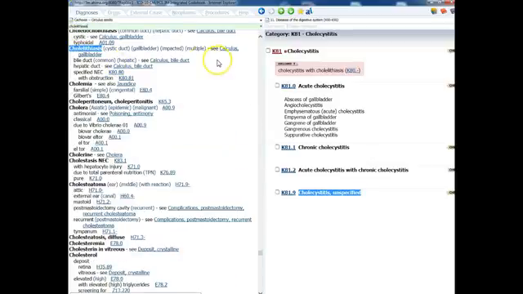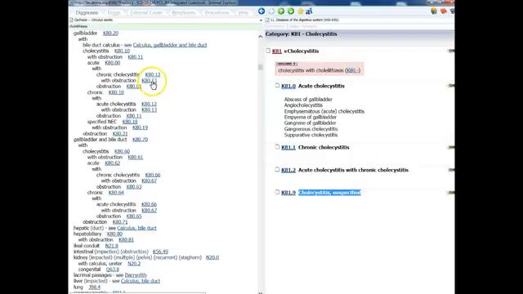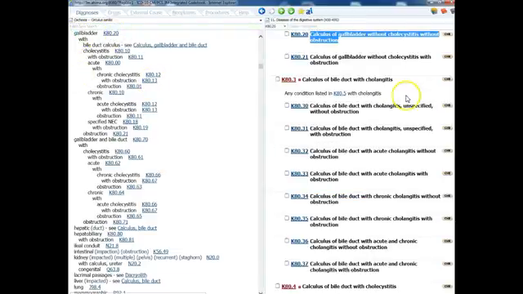So if we go to cholelithiasis, it tells us to see calculus of the gallbladder. And that code is K80.20. Calculus of the gallbladder without cholecystitis, without obstruction. So we don't have cholecystitis documented here. We don't have obstruction documented here. But if we did, it would change the code. We would be coding to that specificity.